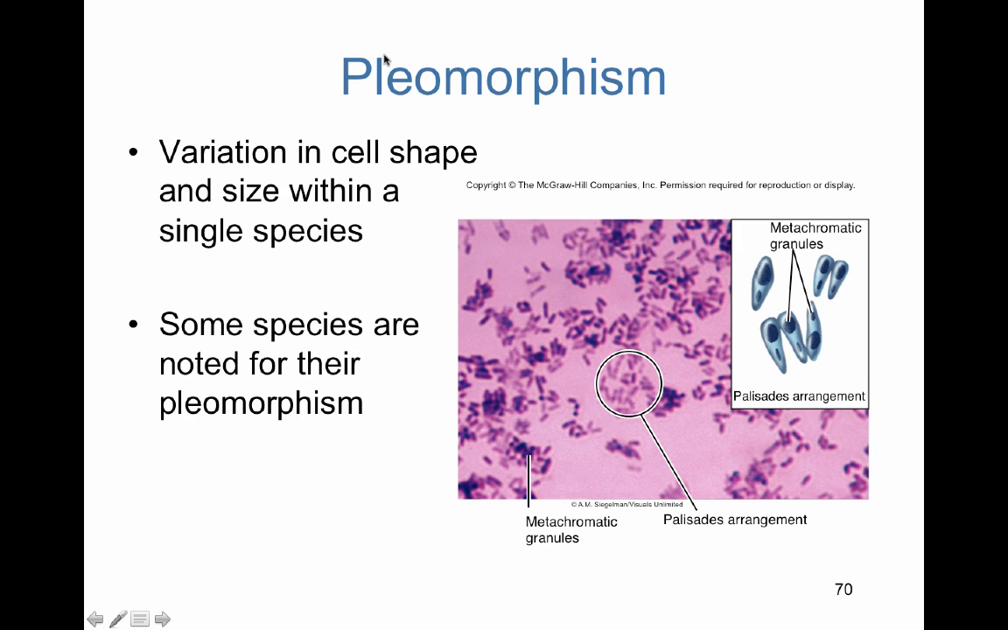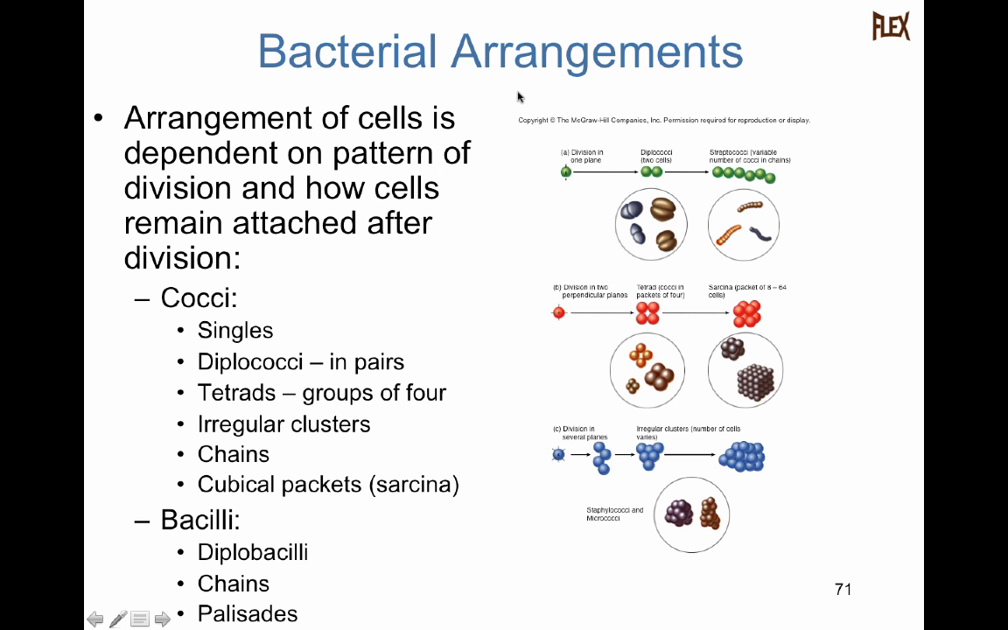Just to mention this concept, there are some that can exist in multiple shapes. So you can see cells that exist in stacks of either bacillus or coccus, even though they're within the same species, or multiple arrangements as well. So maybe diplo or palisades, which I said was a stack of cells on top of one another. And some species are noted for their pleomorphism. So Mycoplasma, for example, the one that I said does not have a cell wall, is a pleomorphic bacterium.